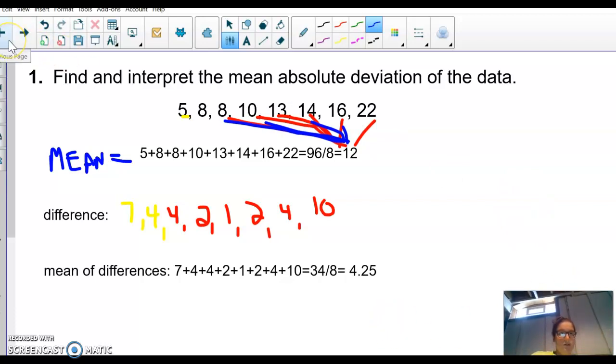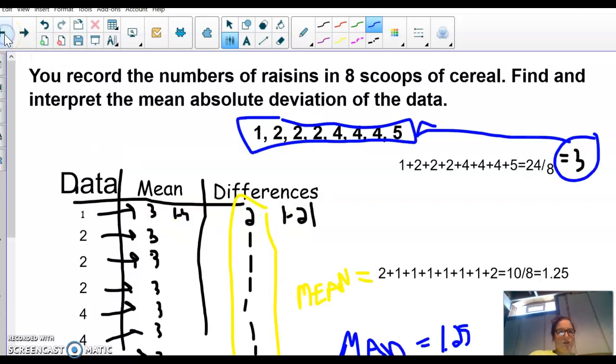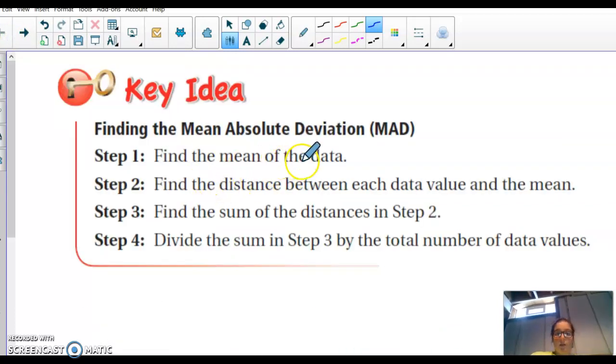So again, the steps you're going to take are, you can pause this anytime and try it and retry it again. Find the mean, find the distance between each data value and the mean, find the sum of those distances, and then divide the sum by how many total values you have. So that's mean absolute deviation.